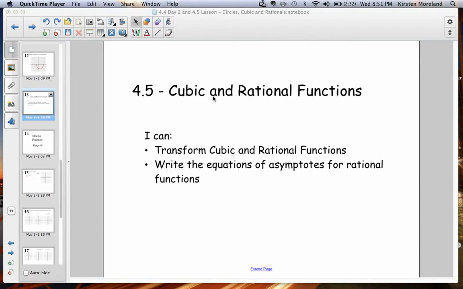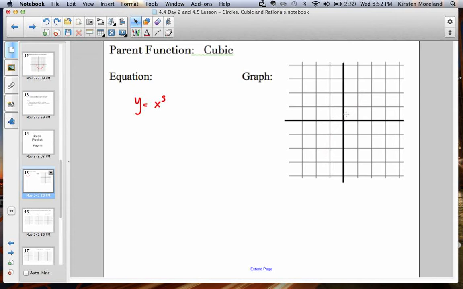We're going to do 4.5 cubic and rational functions today. So we're going to start with cubic. The cubic function is y equals x cubed, and the graph looks like this S shape. And to get the next 2 points, you go up 1 over 1 to go there, down 1 over 1 to go there, and you connect them like an S shape.